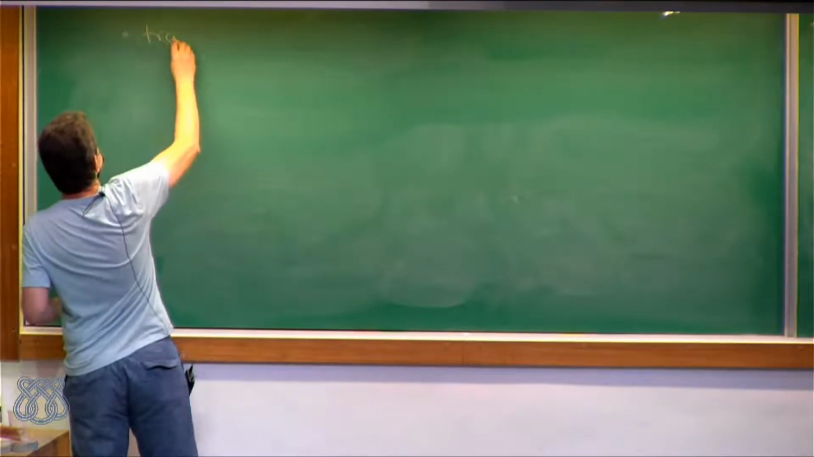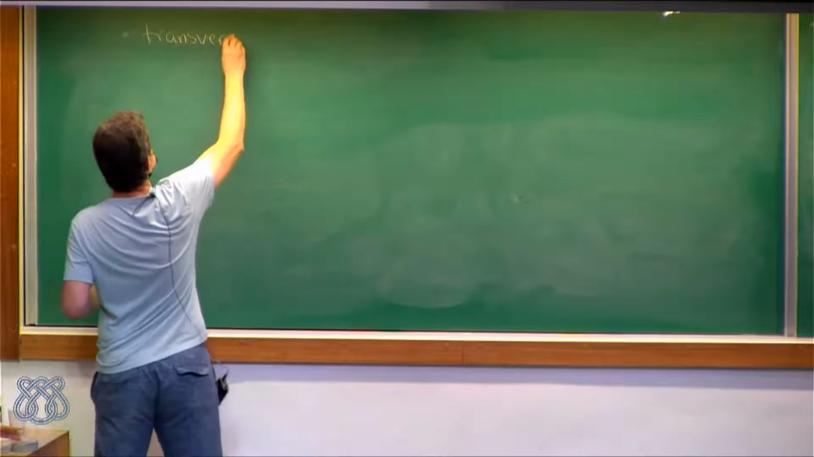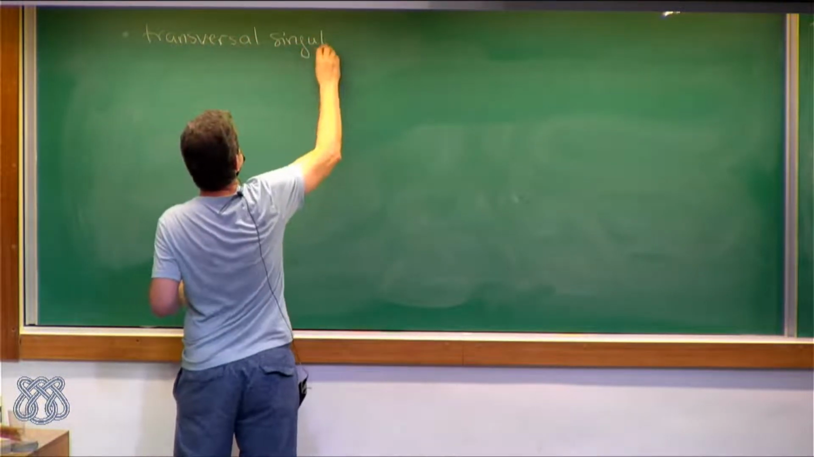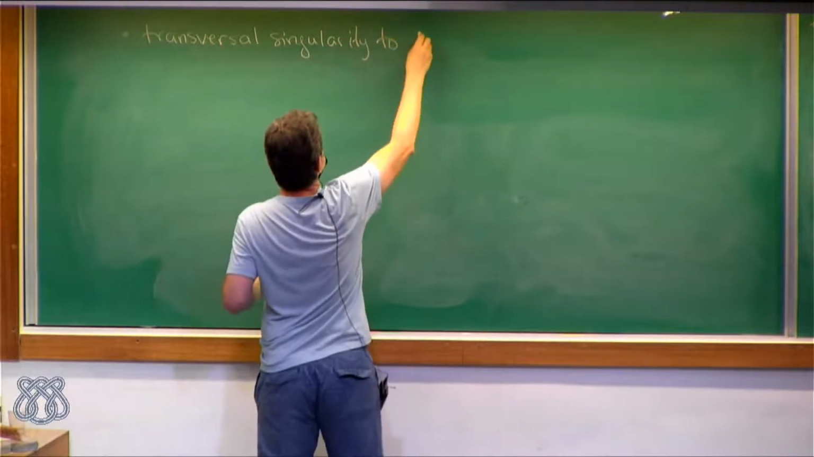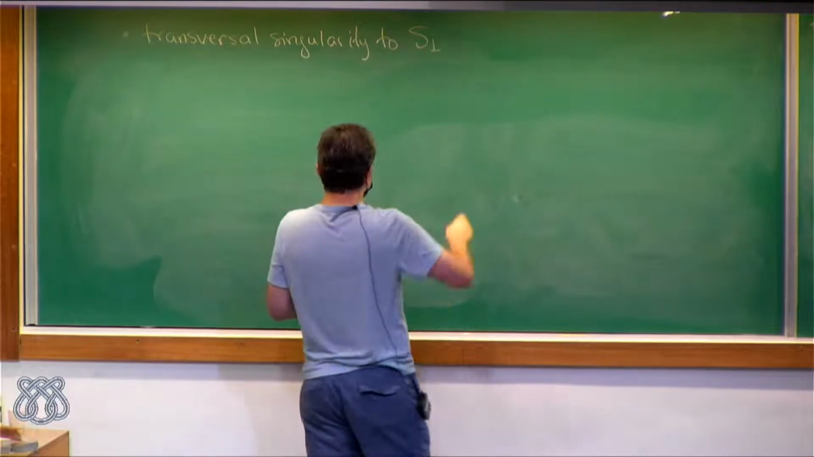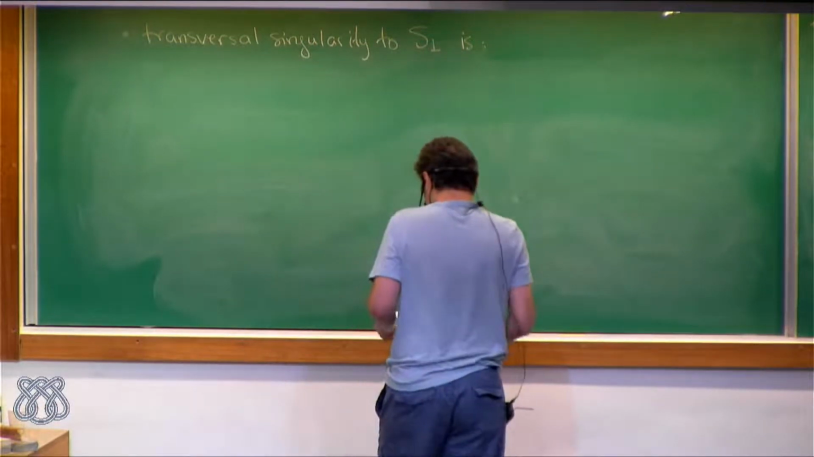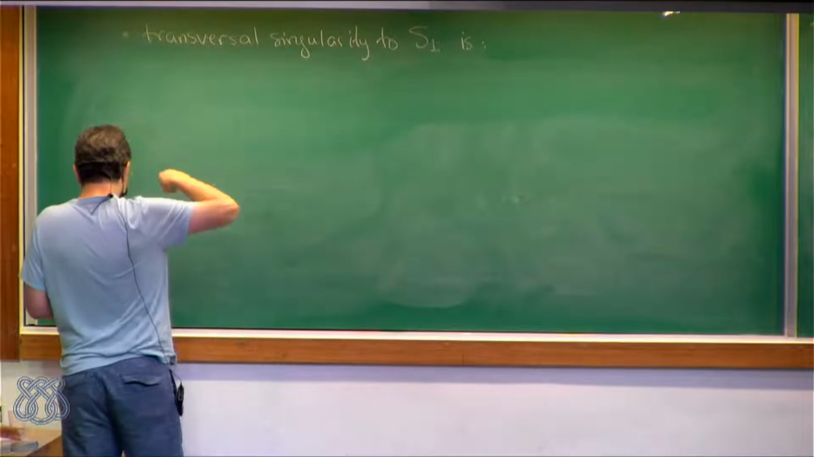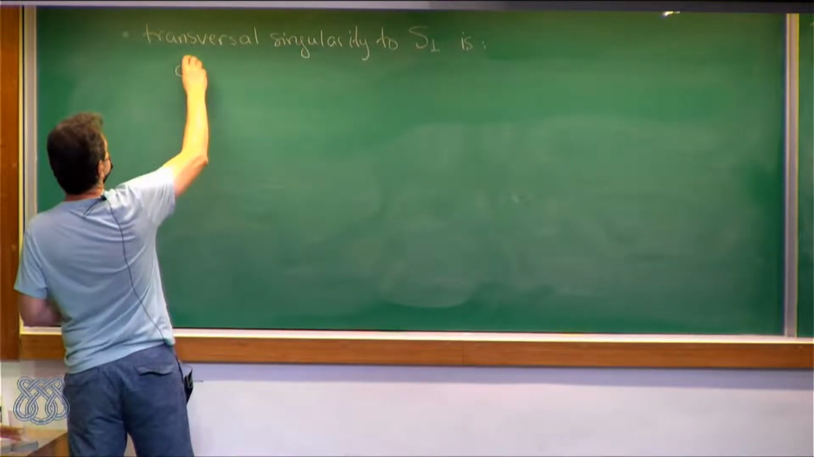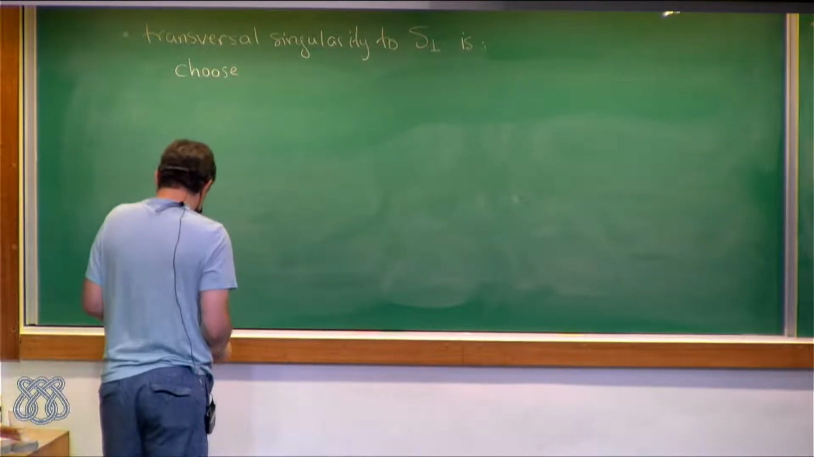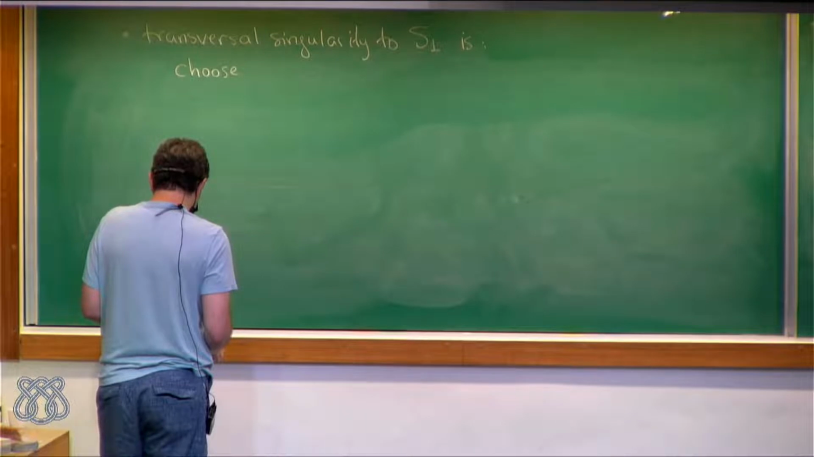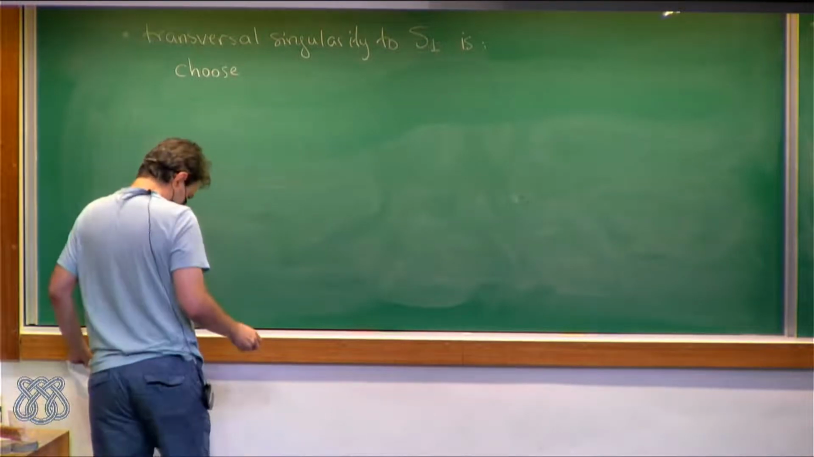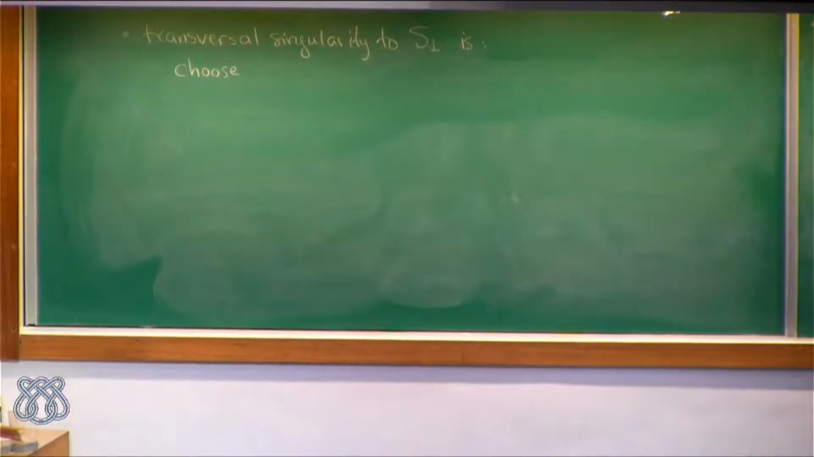First, the transversal singularity to the stratum S1. Let me write it like this, and I'll explain it in a minute. So how do I do this? Well, maybe I should say how I do this. So I take a hyperplane. The singular locus is one-dimensional. The transversal direction means I have to consider a hyperplane intersecting with the singular locus and see how the singularity looks.